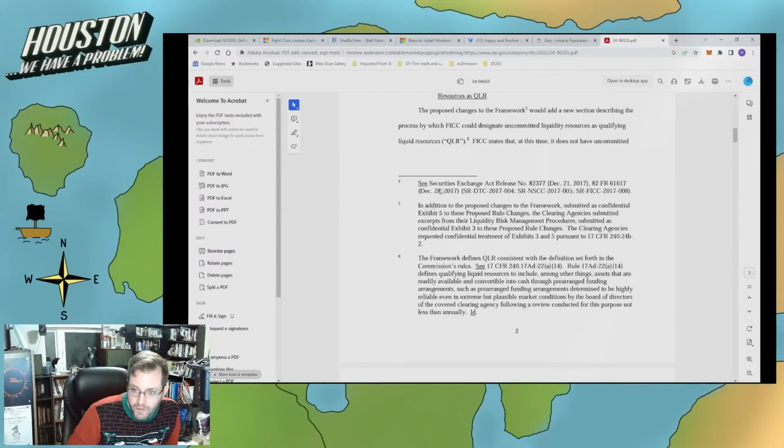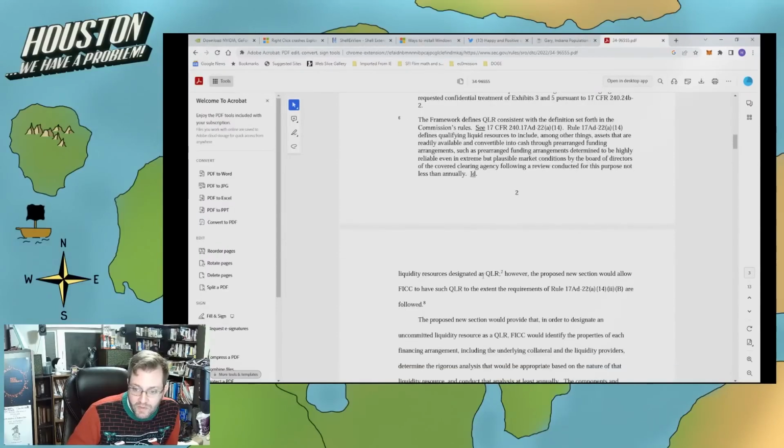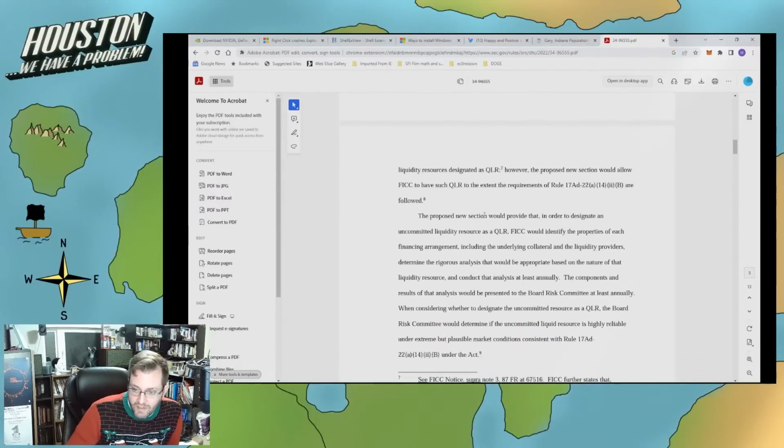So FICC states at this time it does not have uncommitted liquidity resources designated as QLR. However, the proposed new section would allow FICC to have such QLR to the extent requirements of the rule are followed. The proposed section would provide that in order to designate uncommitted liquidity resources as QLR, FICC would identify the properties of each financing arrangement, including the underlying collateral and liquidity providers, determine the rigorous analysis that would be appropriate based on the nature of that liquidity resource, and conduct that analysis at least annually.